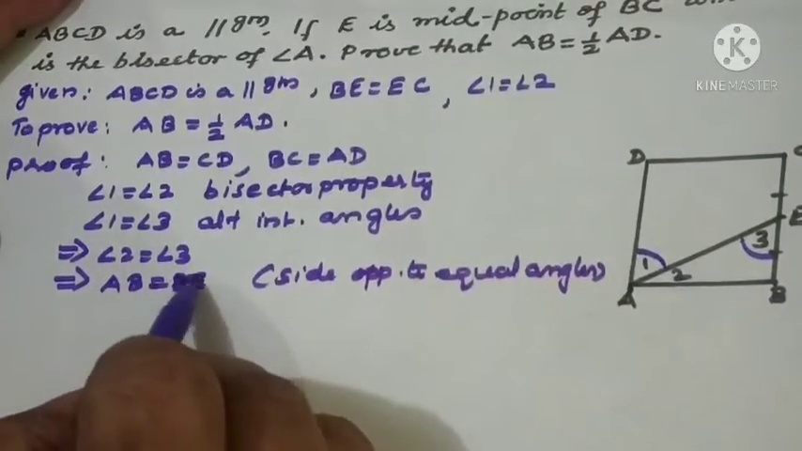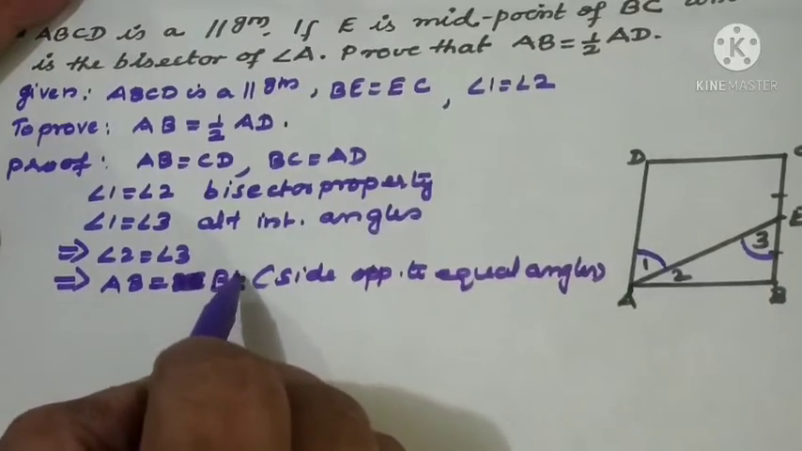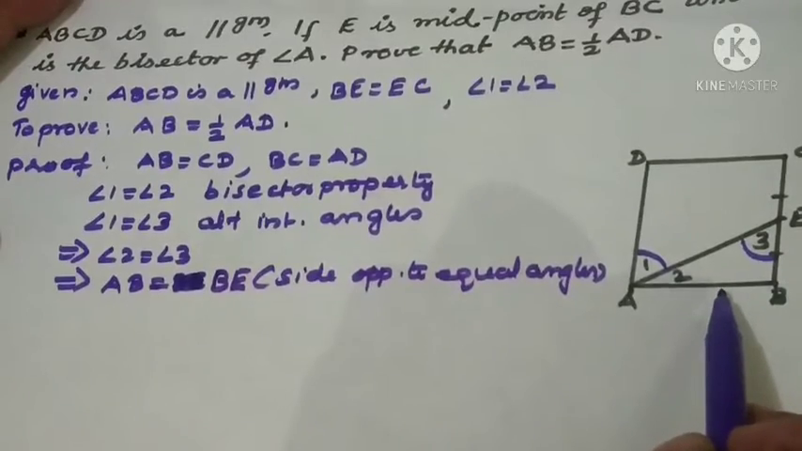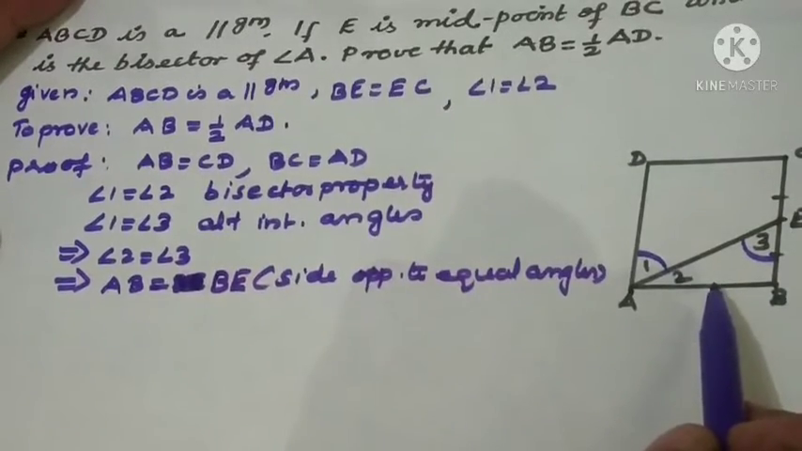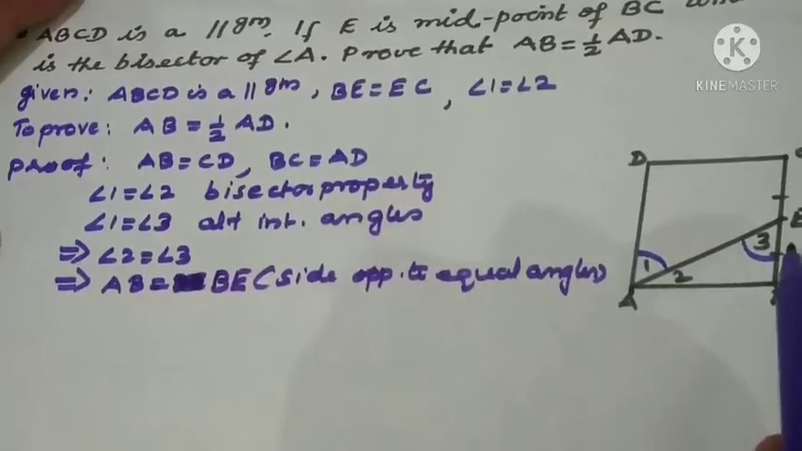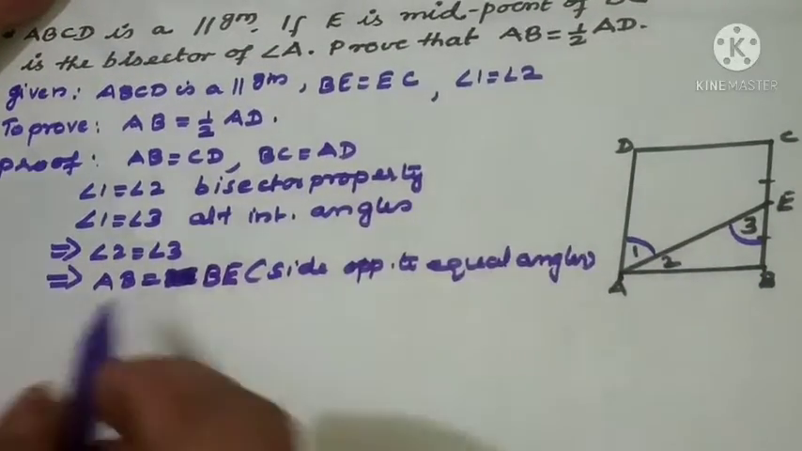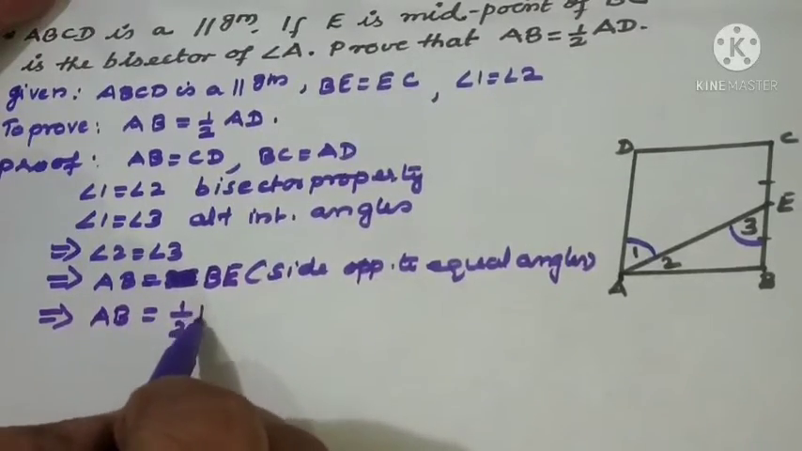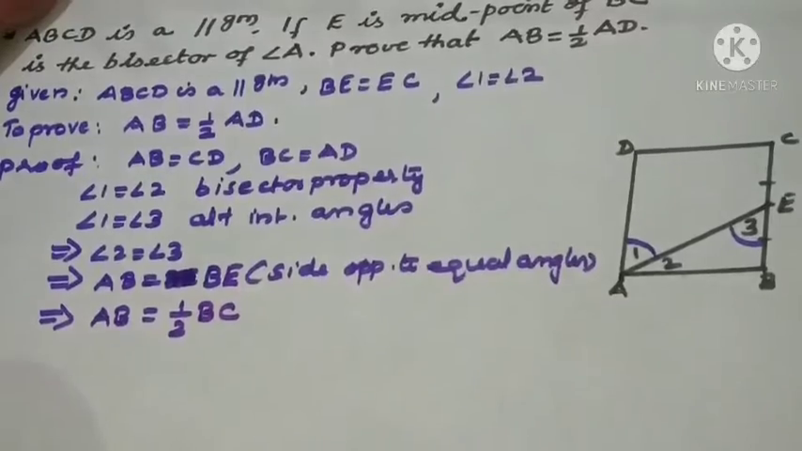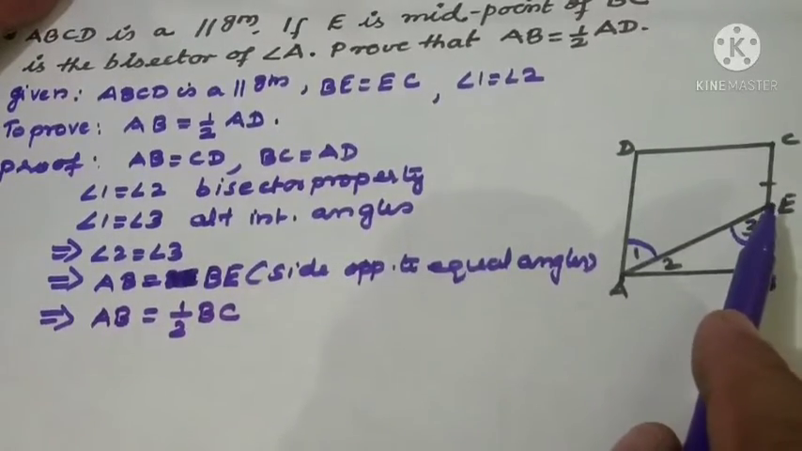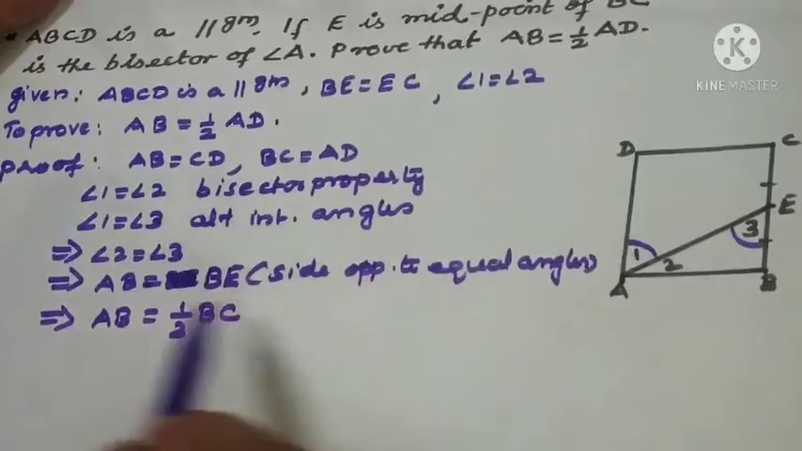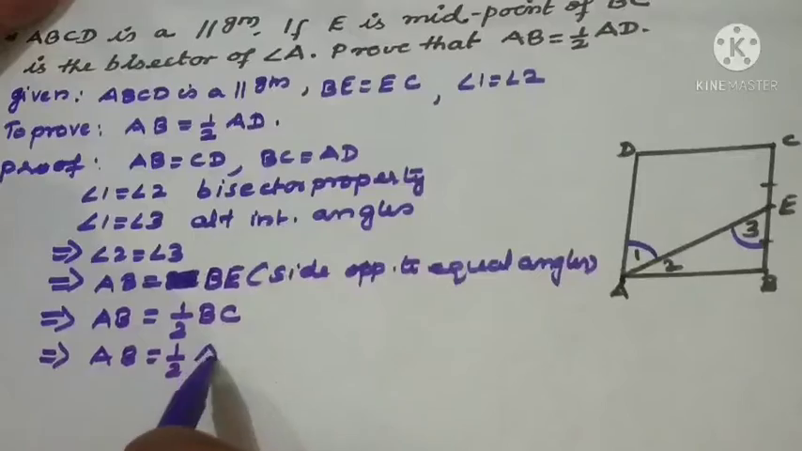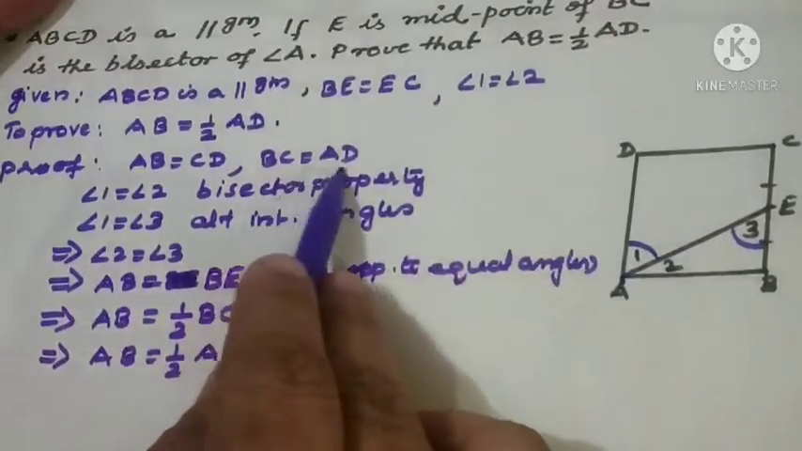Okay, BE, right? Next, AB and BE are equal, we got. That means AB equal to half of BC. Because E is the midpoint, it is already given, right? Implies AB equal to half of BC. BE means E is the midpoint, therefore we can write that half of BC. So what we can write? AB equal to half AD. BC and AD are equal.